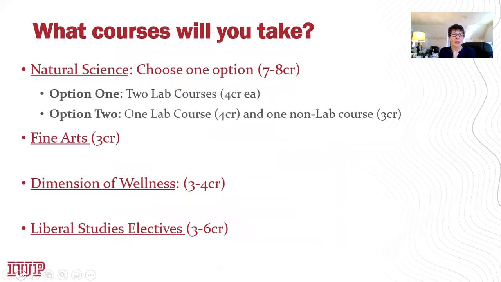The other courses where you have some options are your natural sciences. You do need to take 2 courses there. Some of you will need to take a 2-lab sequence, which will be 4 credits each for 8 credits, or option 2, which is 1 lab course and 1 non-lab course. Again, certain programs determine which option you take. Fine arts, you do have some choices there. Dimension of wellness, there are some choices. And for your liberal studies electives, there are lots of choices there as well. And you will take either 1 or 2 courses depending on your major.